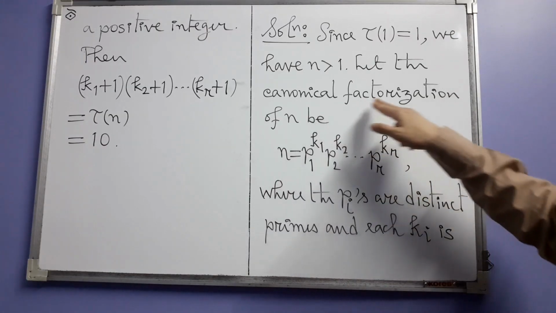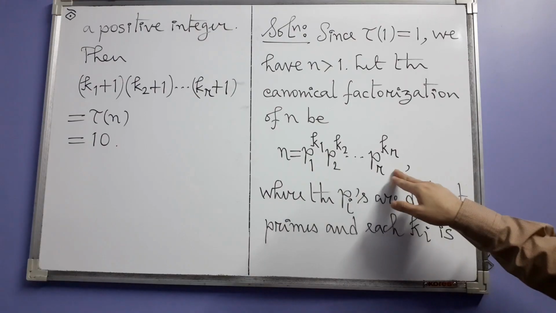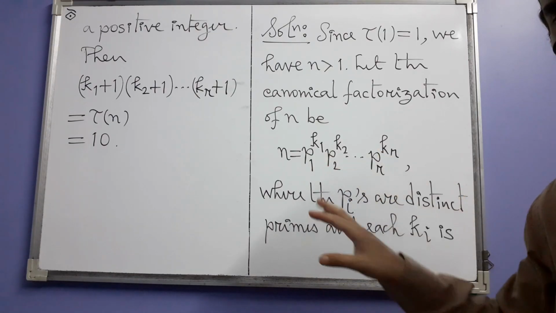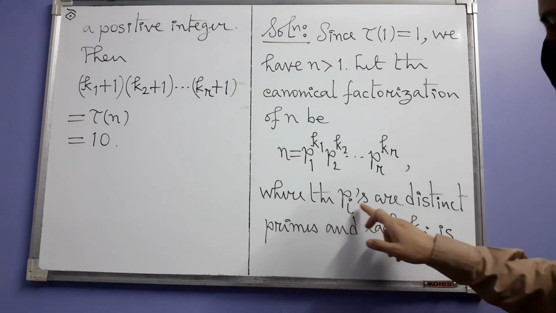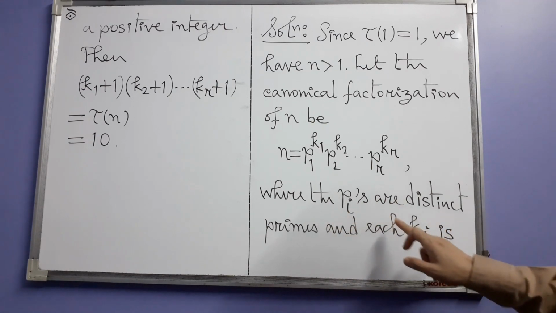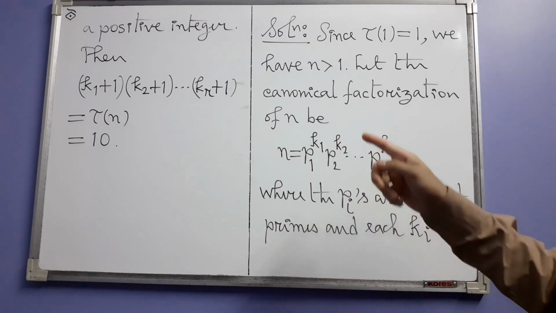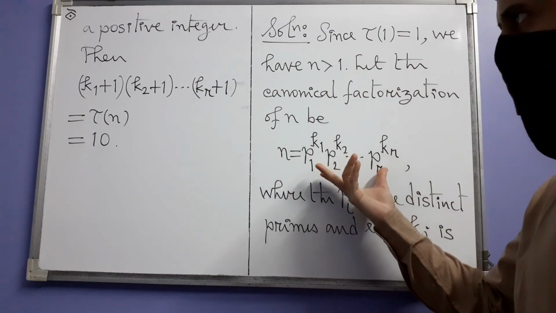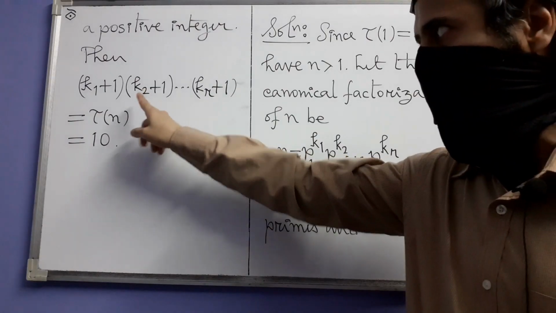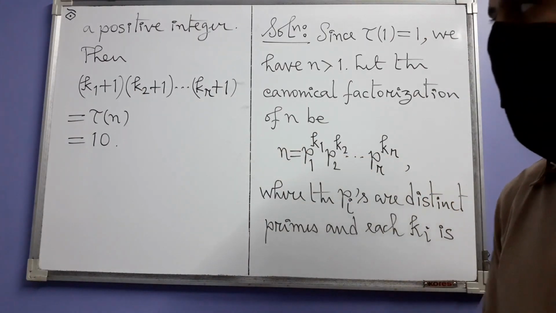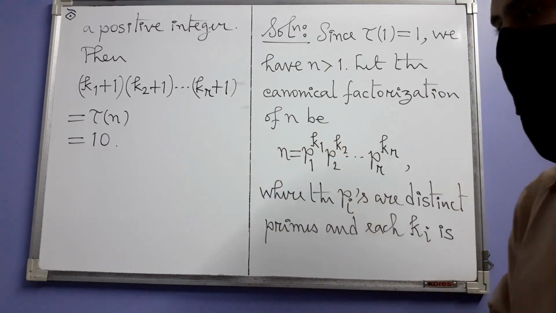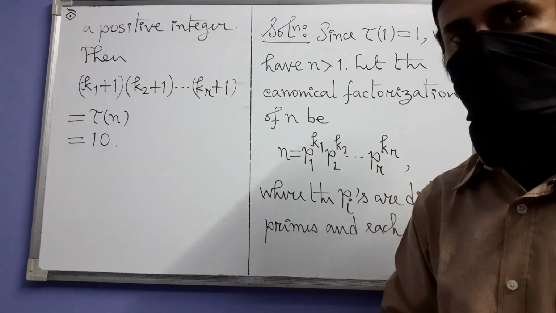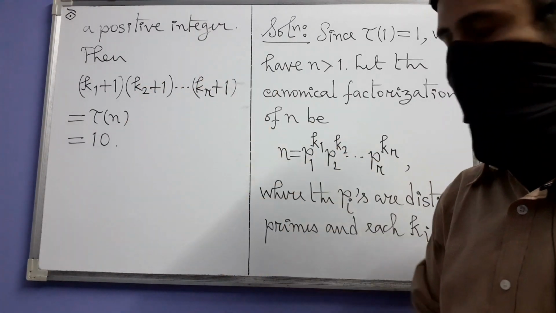So let the canonical factorization of n be this, where you already know what these things are, but still we have to write, where the pi's are distinct primes and each exponent ki is a positive integer. So from this factorization, we know what tau of n is in terms of these exponents. We add 1 to each exponent and we take the product of those numbers. That is our tau of n, and that should be equal to 10.